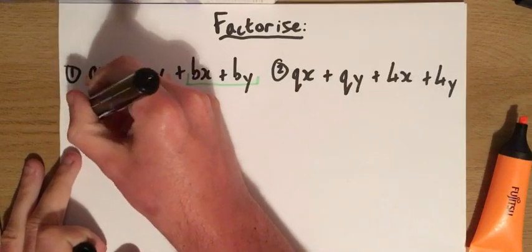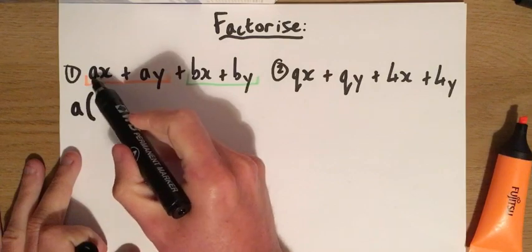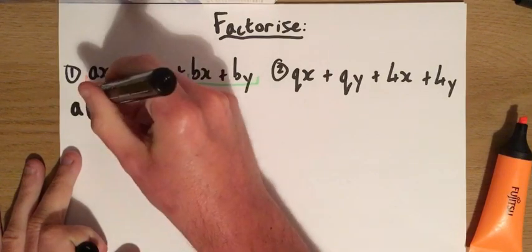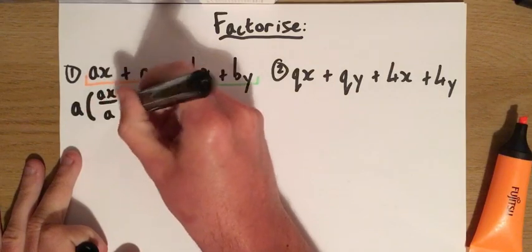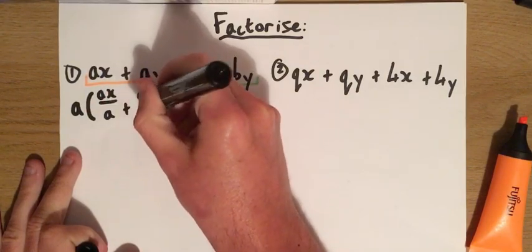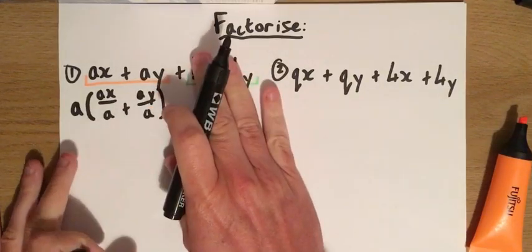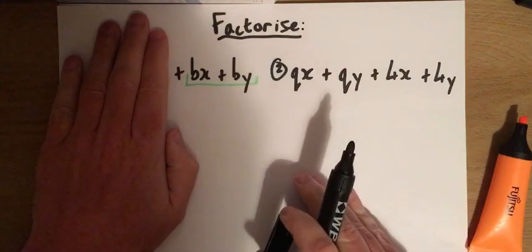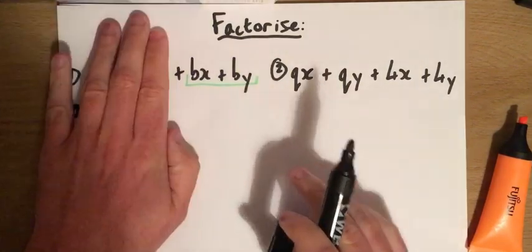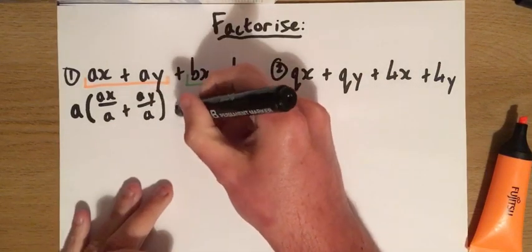So I've got a brackets. When I factorize an a out, I need to divide both of these by a. So I've got ax divided by a, and I've got ay divided by a. That's the first two dealt with. Let's look at the second two then, the bx plus by. Do they have anything in common? Yes, they both have a b in them. So let's factorize the b out.